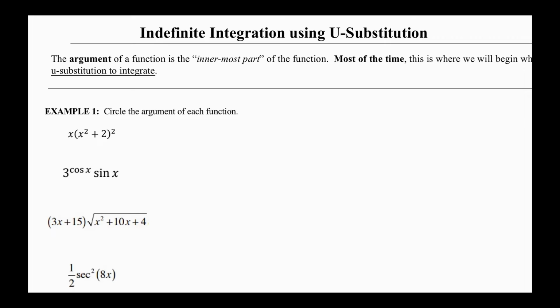The first thing is the hardest part: finding out where to start. So, where do you start? Well, most of the time with U-substitution, when we're trying to find the antiderivative of each of these, I'm going to start with what's called the argument. The argument is the innermost part of a function. The function has different parts.